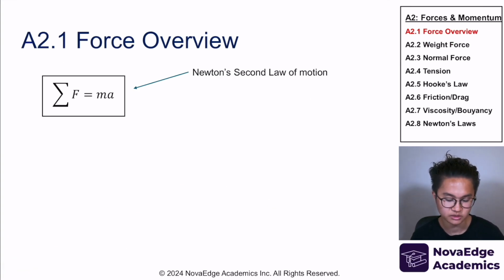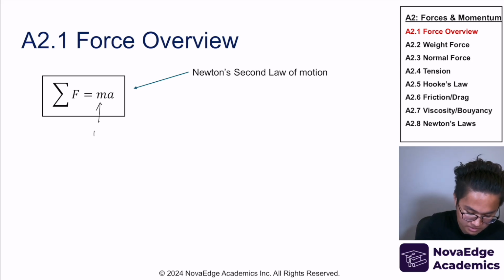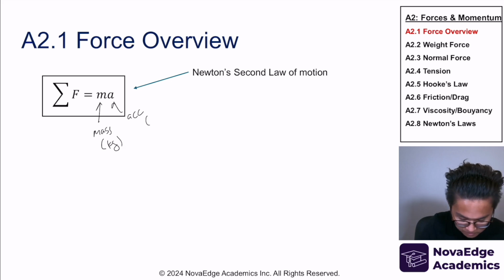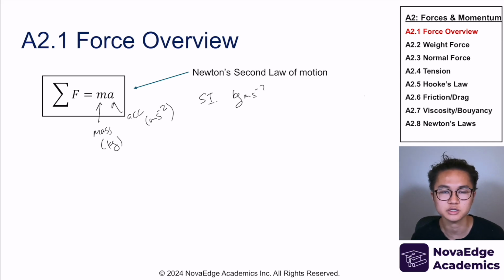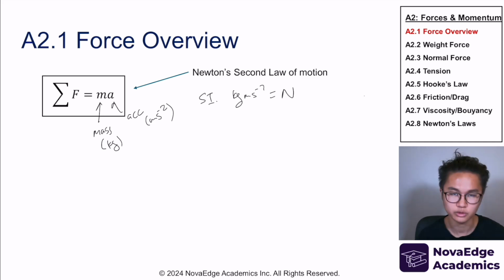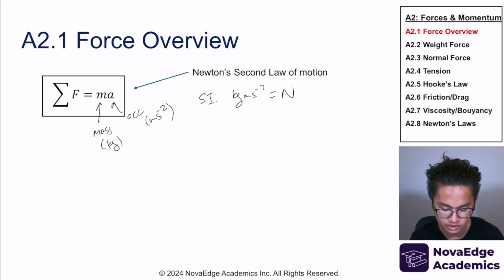Another thing about this net force is that we can mathematically calculate it using mass and acceleration. So this is mass and this is acceleration. Remember that the SI unit of force is kilogram meters per second squared, which is equal to what we call a Newton. Okay, so this is how we calculate the net force. An important distinction is that it is the net force. It is a sum of all the forces, the sum of all the force components.